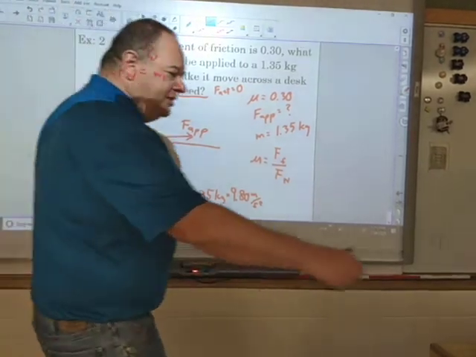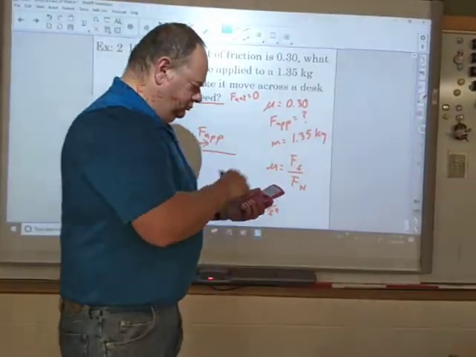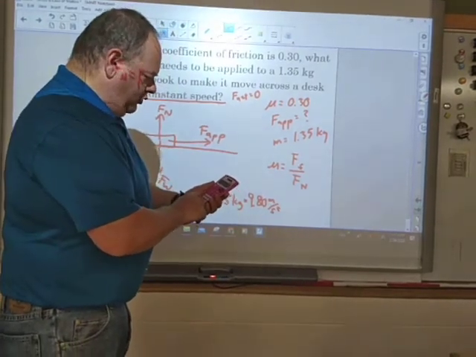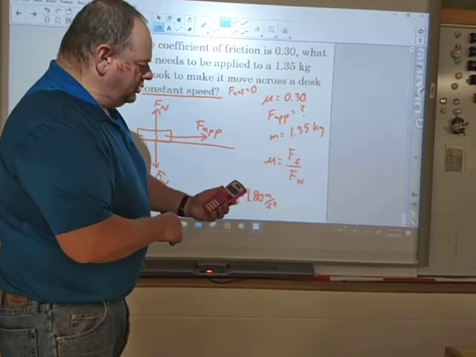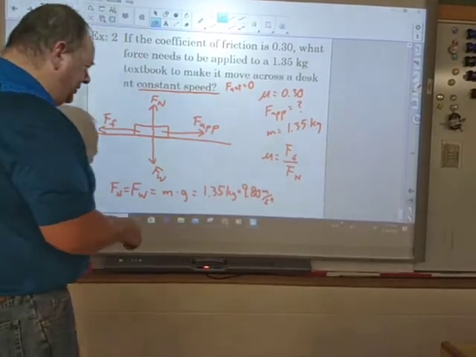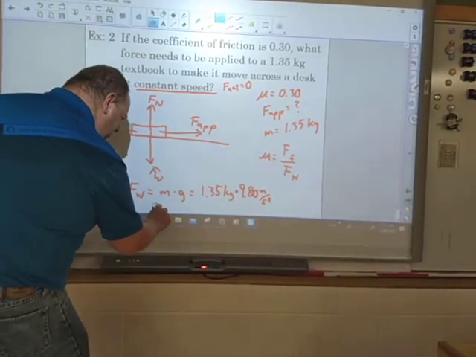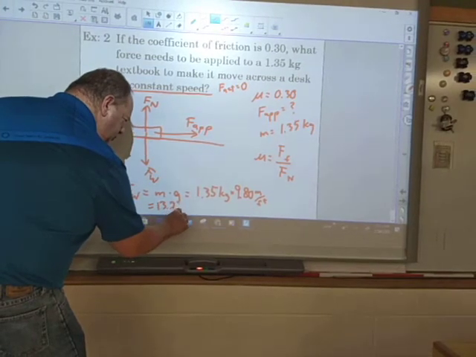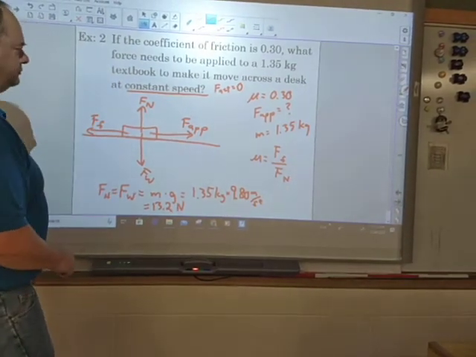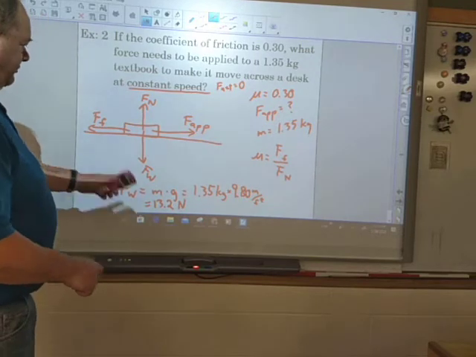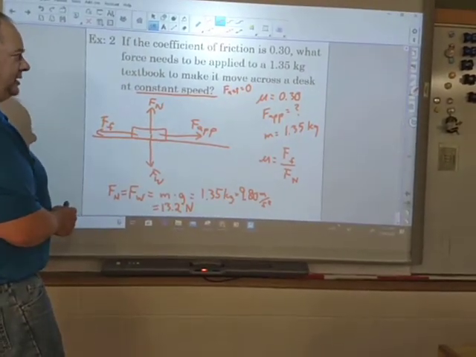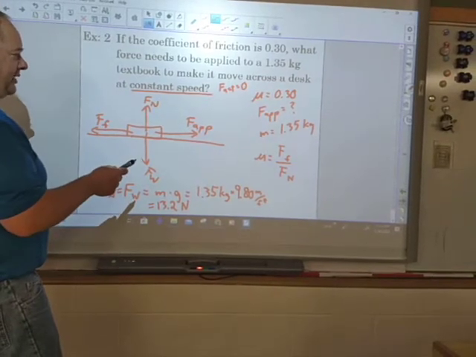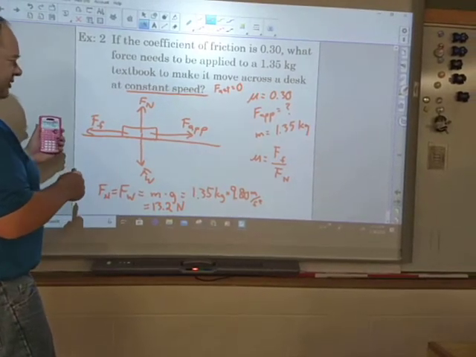I'm going to just calculate that real quick. 1.35 times 9.80 equals 13.2 newtons. Okay, so that's going to tell me my normal force, and I'm looking for the applied force, which is equal to my frictional force.